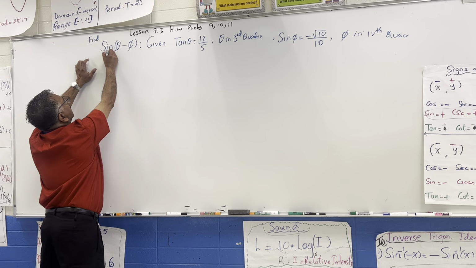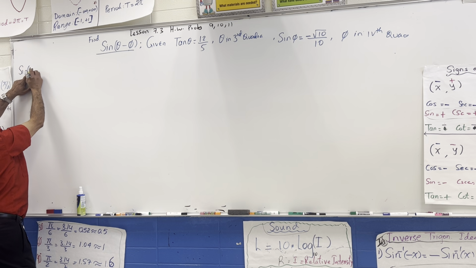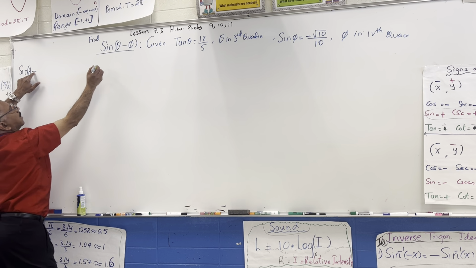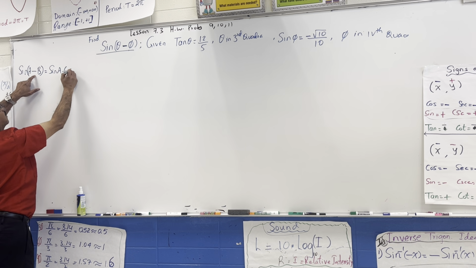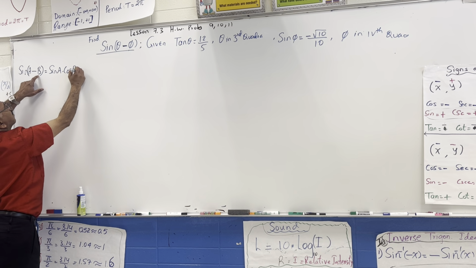What is that formula? Can you just tell me quickly? It's sin A times cosine B. Sin A times cosine B, plus or minus? Here there's a minus, so I'm going to use minus. So that is sin A times cosine B minus cosine A times sin B. That's what we needed here.